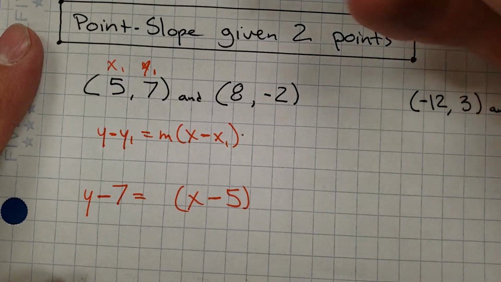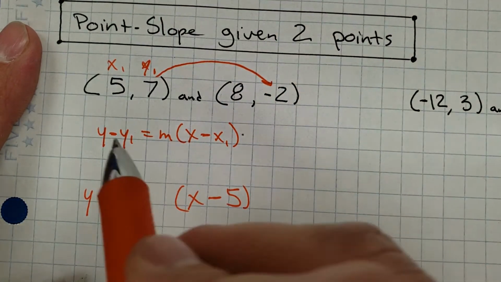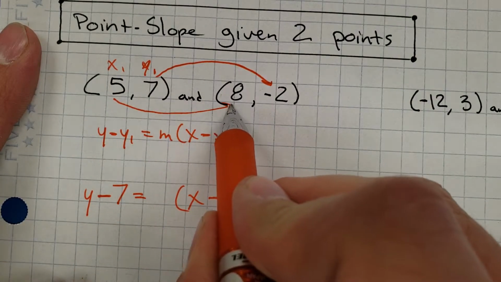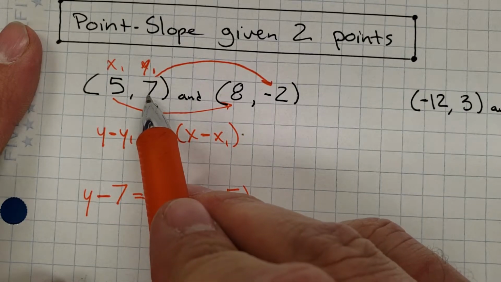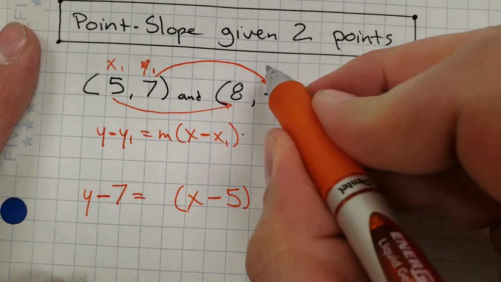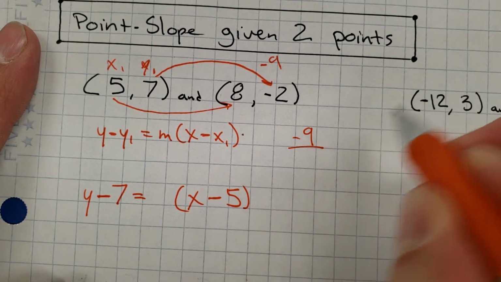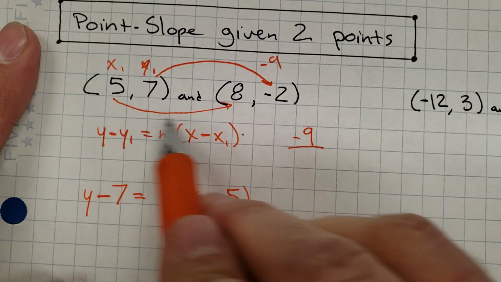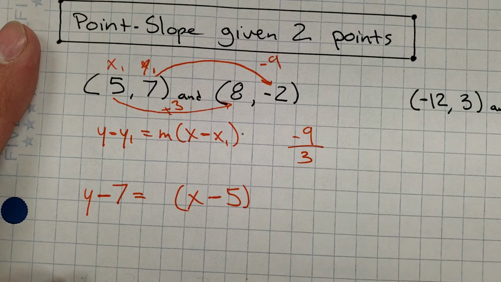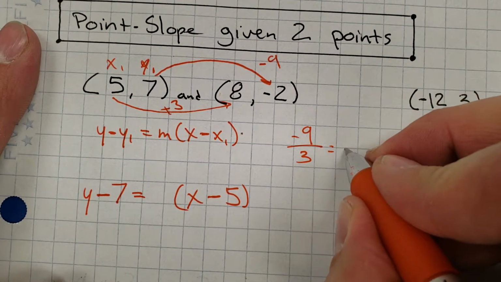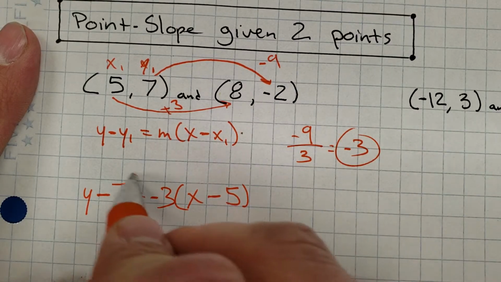That was one of the first math questions you ever did in Chapter 5: finding the slope. I like to use my little loop-de-loop method. Find the change in y divided by the change in x. Going from 7 to a negative 2, you lost 9. There's your change in y. And then going from 5 to 8, you gained 3. So negative 9 over 3 is a negative 3. There's my slope. Dropping it in right here, boom, I'm done.